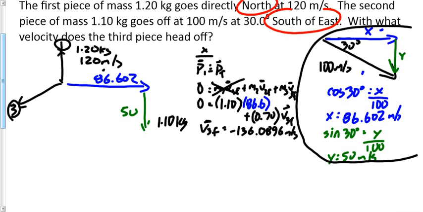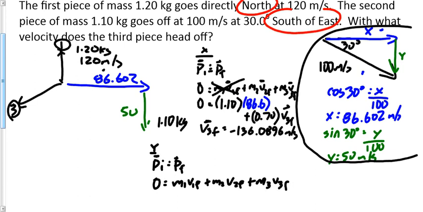And we do our y's. Or once again, we say pi is equal to pf. Zero initial still. Three terms, because there's three objects. First time we've had to do that, I think.